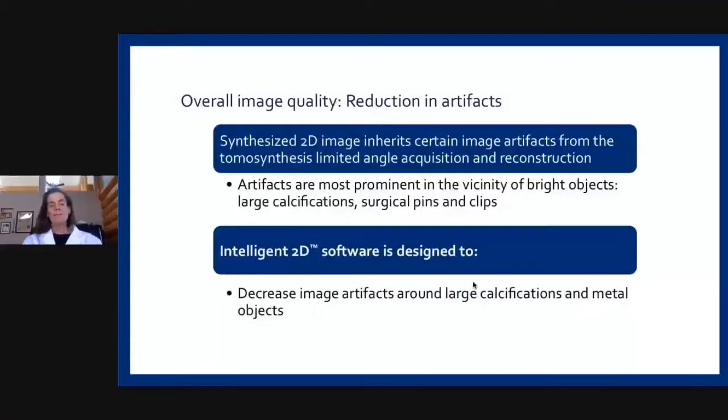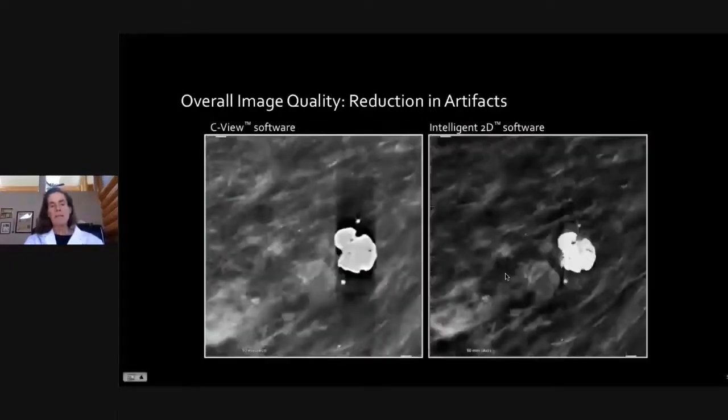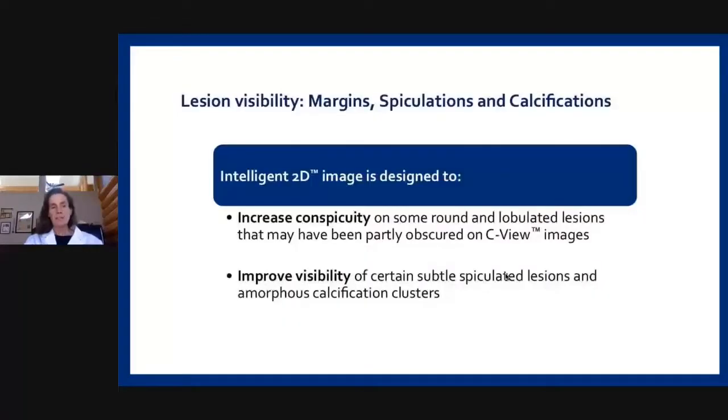So artifacts. Artifacts are something we obviously struggle with, trying to see around calcifications, clips, surgical, anything that's put in there artificially. So the synthesized intelligent 2D really decreased that. And here you can see what we used to see oftentimes with the C-View was the streak artifact, we called it. And you can see how much it decreased in the intelligent 2D software. And the same thing, just a nice example of another calcification, reducing the artifact around it.